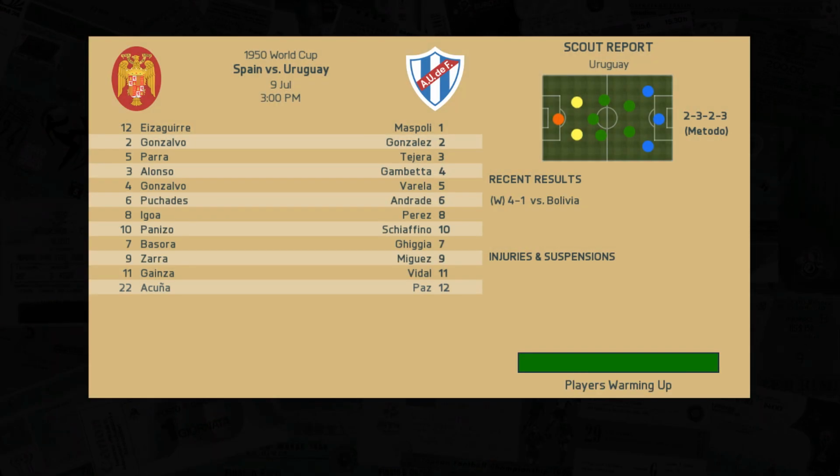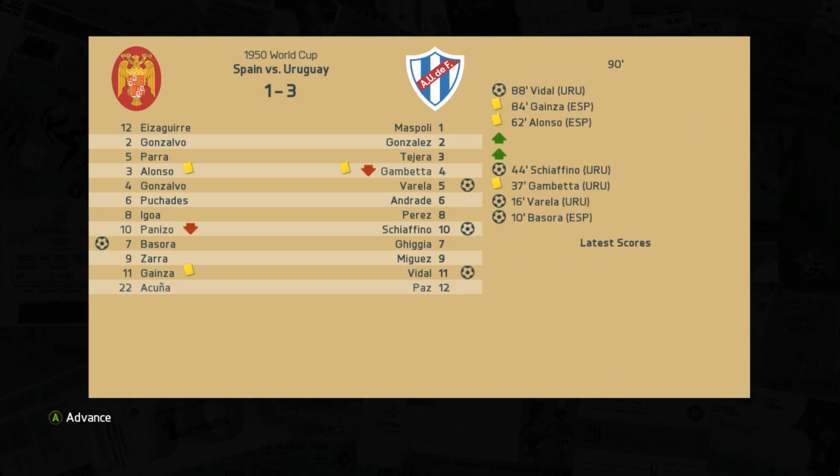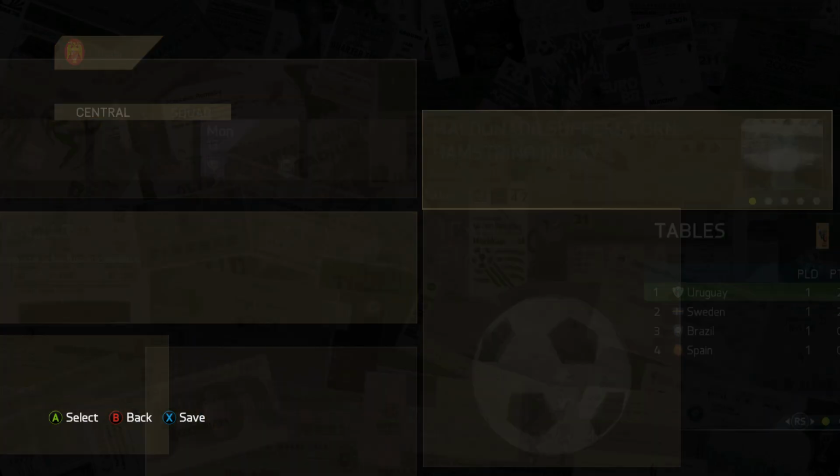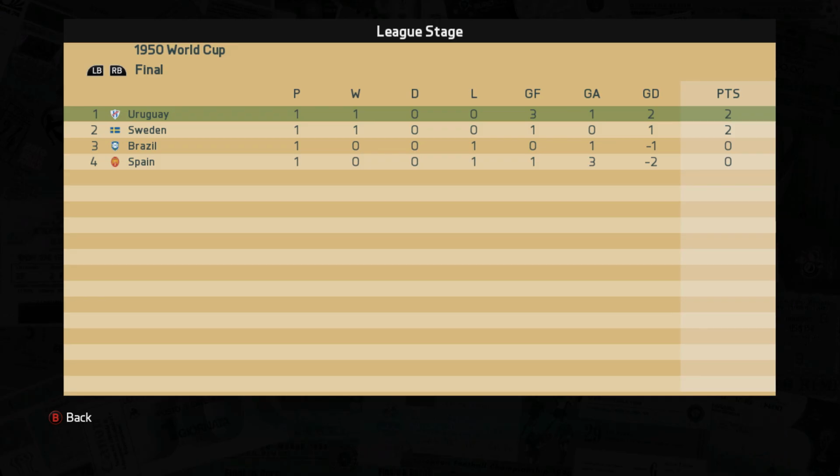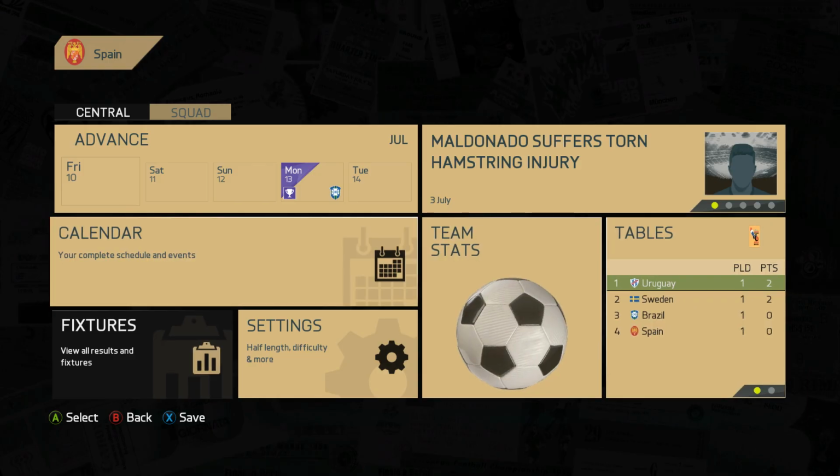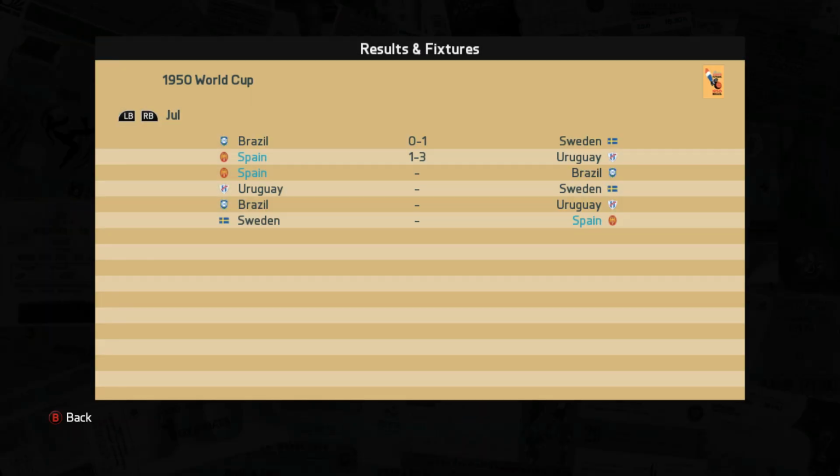Spain play Uruguay. And it's a 3-1 victory for Uruguay. Now everyone's played 1 match each. Uruguay on 2 points, Sweden on 2 points. Brazil and Spain got it all to do, because there's another 4 fixtures to play.